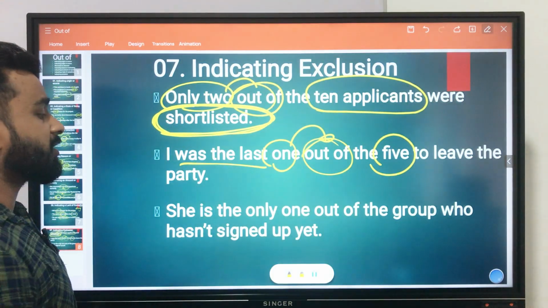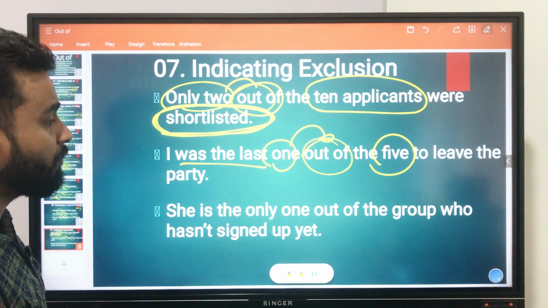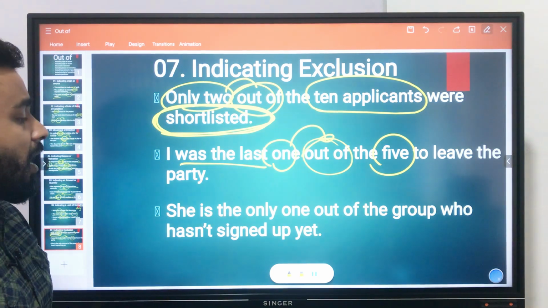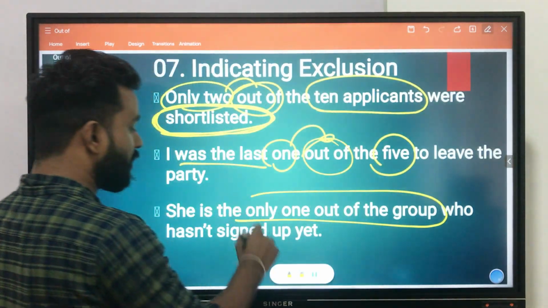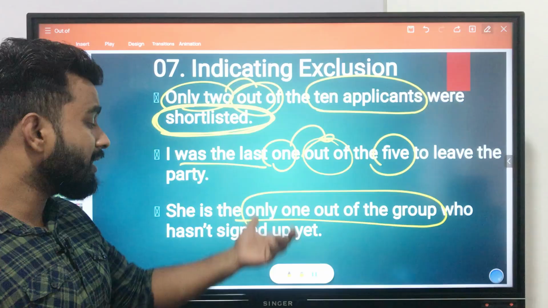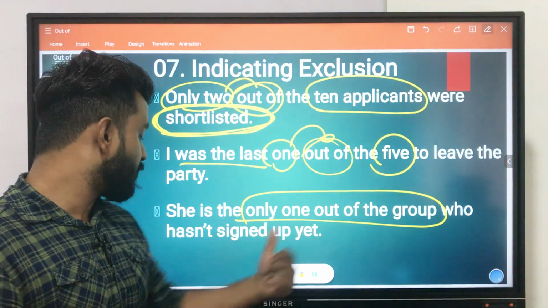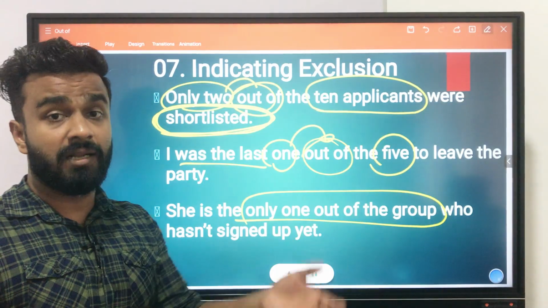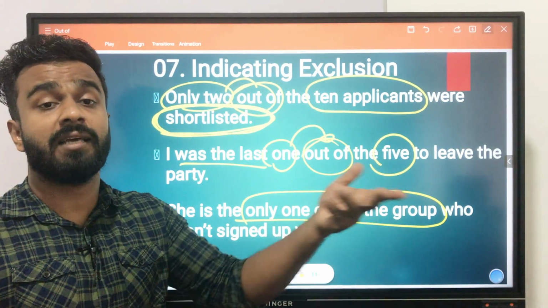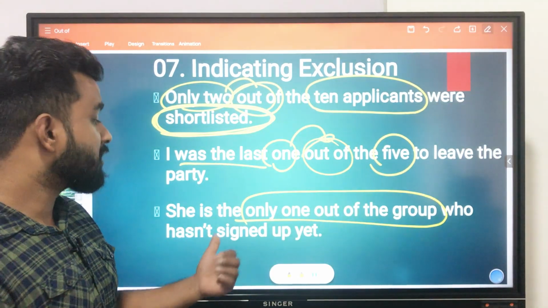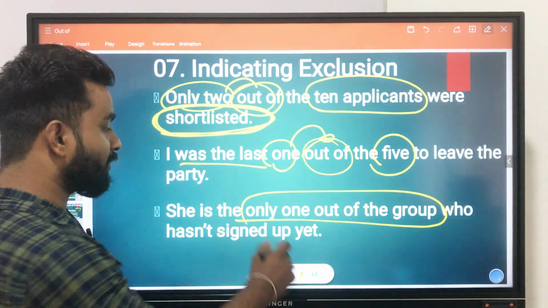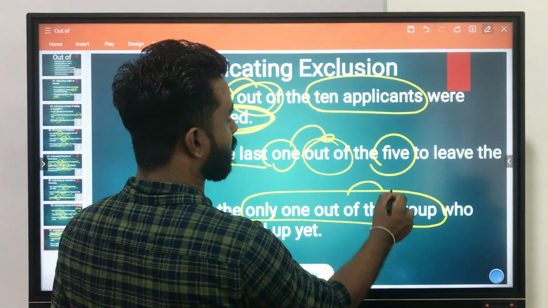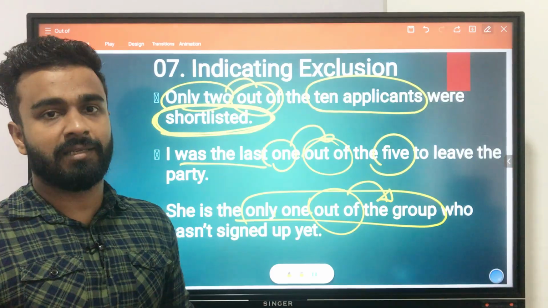The final example, she is the only one out of the group who hasn't signed up yet. There is a group, everyone has to sign, but she is the only one out of the group who hasn't signed yet. There is a girl, she hasn't signed yet. So then we say she is the only one out of the group who hasn't signed up yet. Here the meaning is indicating exclusion.